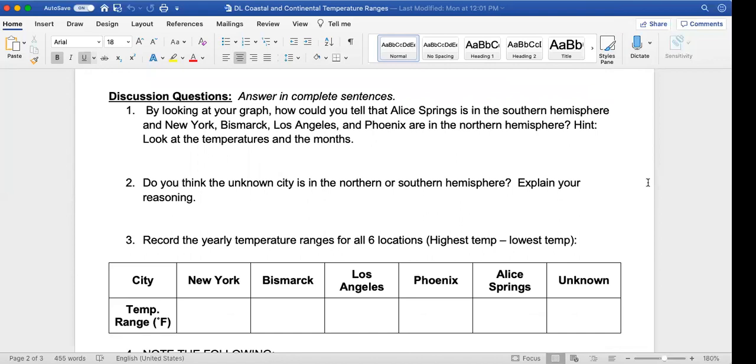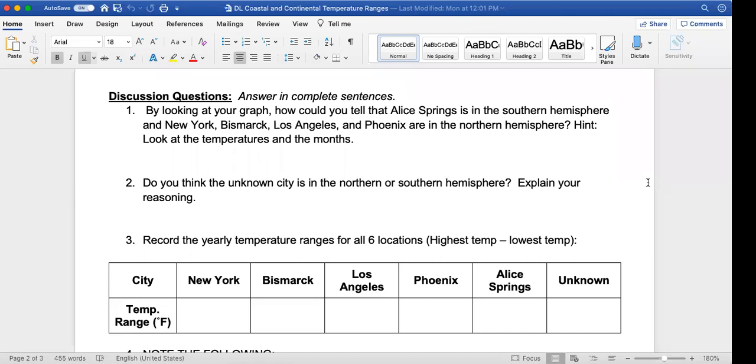So, question number 1. By looking at your graph, how could you tell that Alice Springs is in the southern hemisphere and New York, Bismarck, Los Angeles, and Phoenix are in the northern hemisphere? Now, please do not say that it's because for Alice Springs it's hotter in the summertime, because that's too vague, because it's always hotter in the summertime, and the summertime is going to vary depending on which hemisphere you're in.